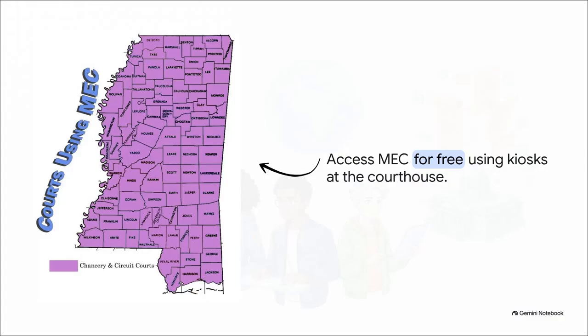But here is a massive pro tip for you. While MEC provides full trial dockets for that small fee remotely, you can actually access the exact same system for absolutely free. How? By using the physical public terminals right inside the Rankin County courthouses. So if you really need the full unabridged trial docket and you don't want to pay a dime, just walk right into the courthouse in Brandon and hop on one of their kiosks.